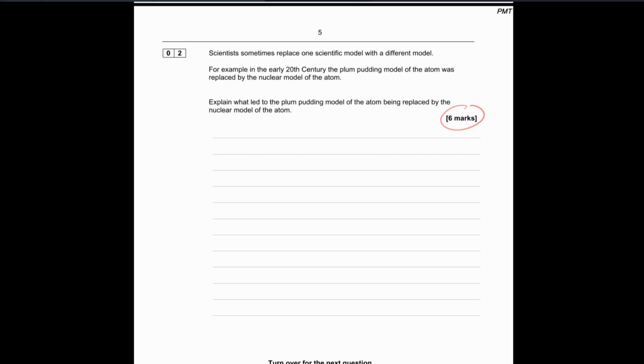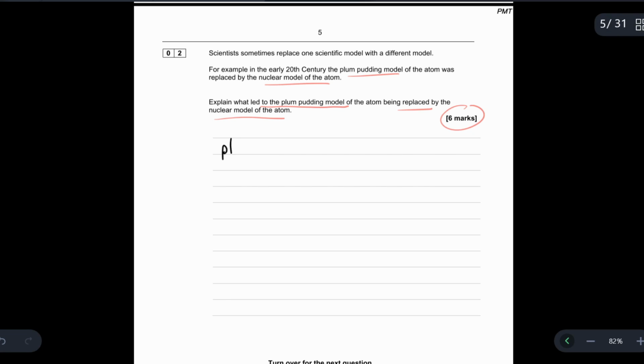And so essentially we need to think about we have the plum pudding model and the nuclear model, and our question is asking us essentially what led to the plum pudding model of the atom being replaced by the nuclear model of the atom. So what you can start off doing essentially is describing what is the plum pudding model. So the plum pudding model, you can say, what are the key features of the plum pudding model?